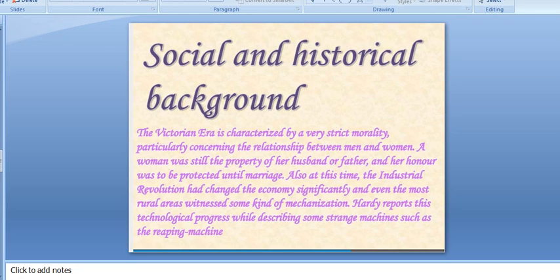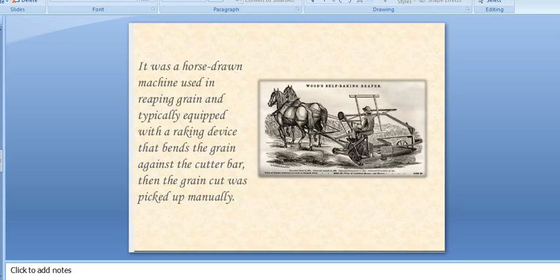Hardy reports this technological progress while describing some strange machines such as the reaping machine. It was a horse-drawn machine that you can see in the picture on the right hand side of the screen.